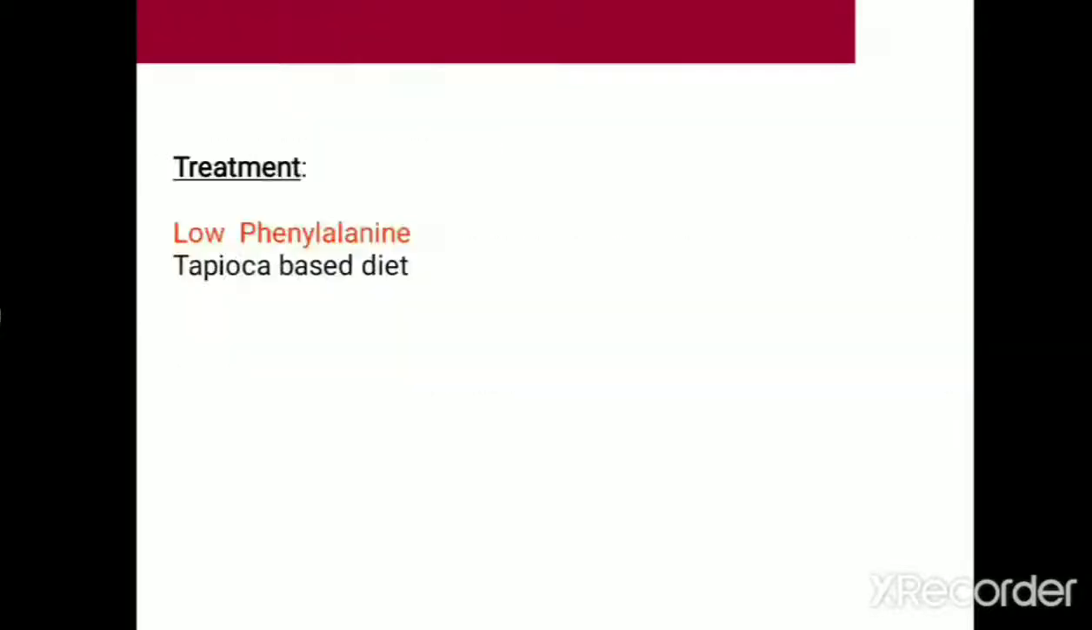And the next subheading is how will you treat the patient with phenylketonuria. The treatment is phenylalanine restricted diet, and one of the examples for such diet is tapioca having minimum amount of phenylalanine. So that's all regarding phenylketonuria. And the second part is albinism.